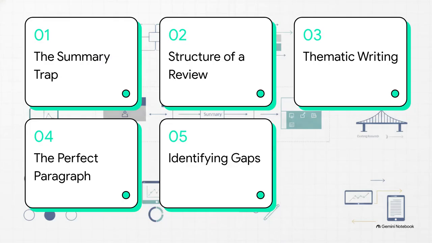Okay, here's our learning roadmap for today's explainer. We've got 5 main stops. First, we'll look at the summary trap. Second, the structure of a review. Third, shifting to thematic writing. Fourth, building the perfect paragraph. And finally, identifying the research gap. Let's jump right in. Section 1.